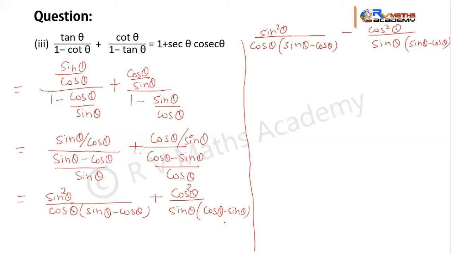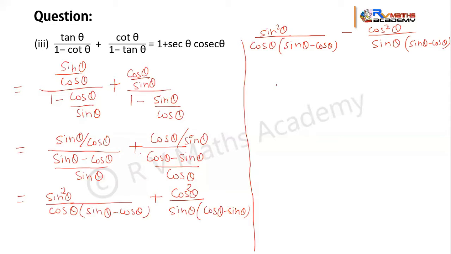Because here I have taken the minus sign out of the bracket, so minus will come here. And in the bracket, you can write sine theta minus cos theta, because whenever we take the minus sign out of the bracket, the sign of all the terms will change. Here cos is positive, here cos is negative. Sine is negative, here sine is positive.